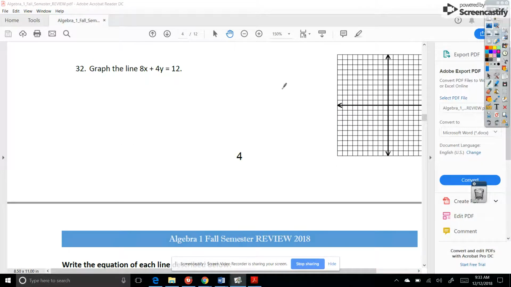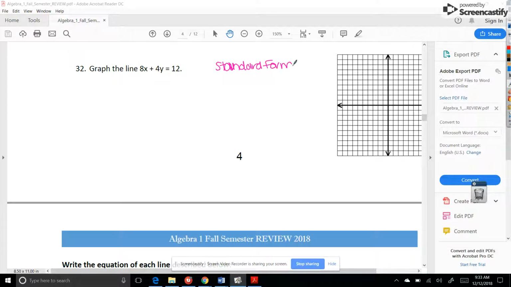Graph this line. This is called standard form. It's ax plus by equals c. Notice m is not in this equation, and this is a capital B, not a lowercase b like the y-intercept. None of the information that I need to graph is in this equation. Now I have two different ways I can do this. I can solve for y and get it into y equals mx plus b, which I'm going to do first, and then I will show you how to get the x and y intercepts, another way to graph it.